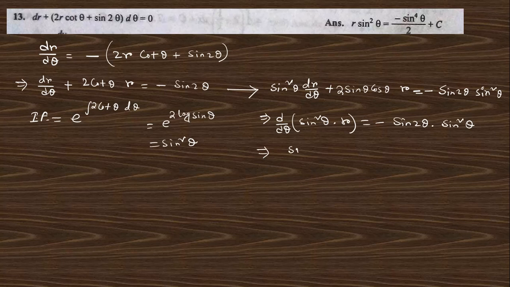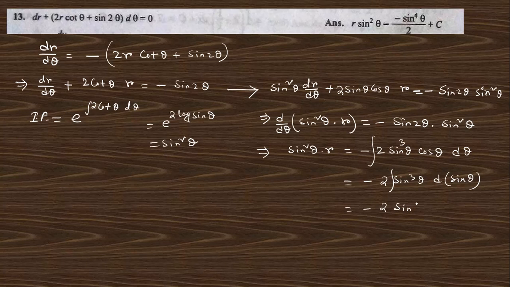So this is nothing but sine square theta into r, and sine 2 theta can be written as 2 sine theta cos theta, so we get sine cube theta cos theta d theta. Put integration, so you will get this is nothing but 2 sine cube theta d of sine theta. So this is 2 sine to the power 4 theta by 4 with some constant. So this is minus sine to the power 4 theta by 2 plus c, and on the left we have sine square theta r. I think it is clear.